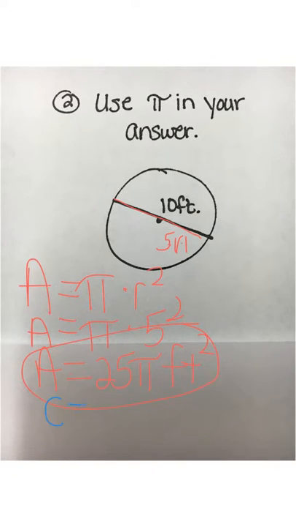For circumference, you will do 2 times pi times the radius. So it will be 2 times pi times 5. So your circumference will be 10 pi feet.